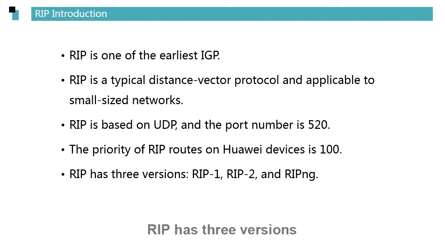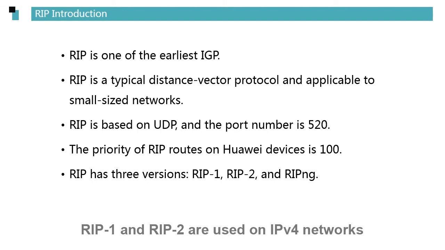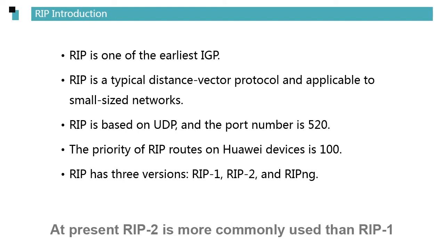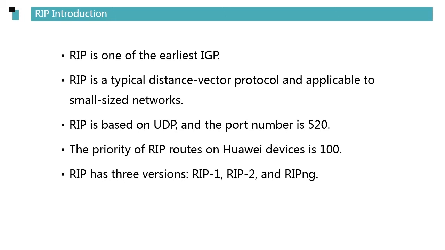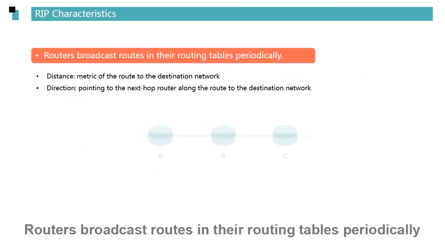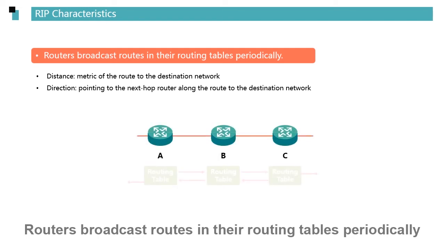RIP has 3 versions: RIP 1, RIP 2, and RIPng. RIP 1 and RIP 2 are used on IPv4 networks, and RIPng is used on IPv6 networks. At present, RIP 2 is more commonly used than RIP 1. Routers broadcast routes in their routing tables periodically.